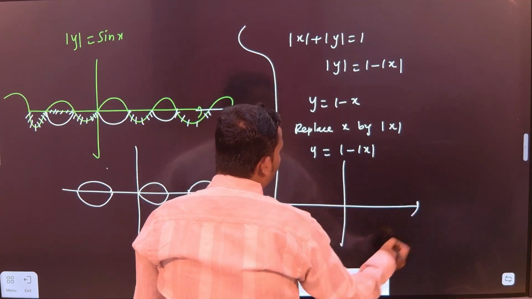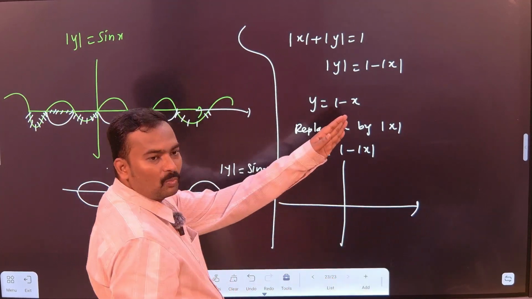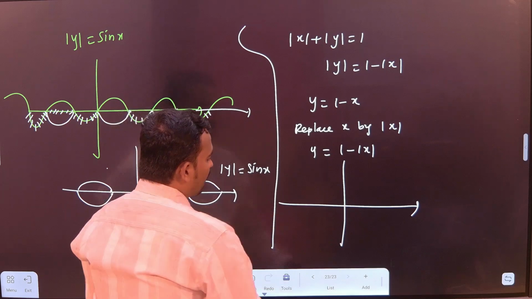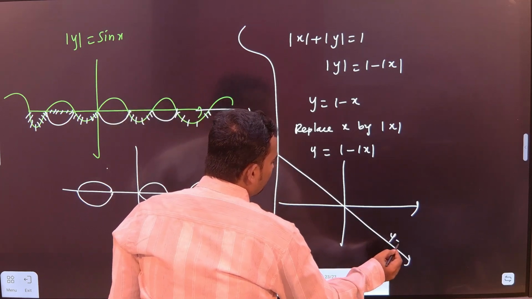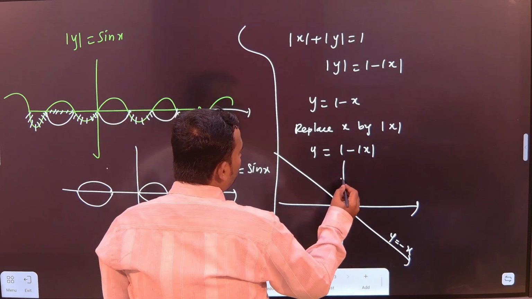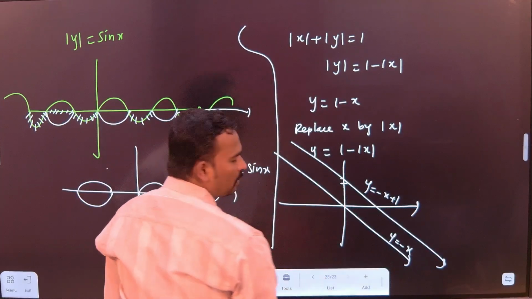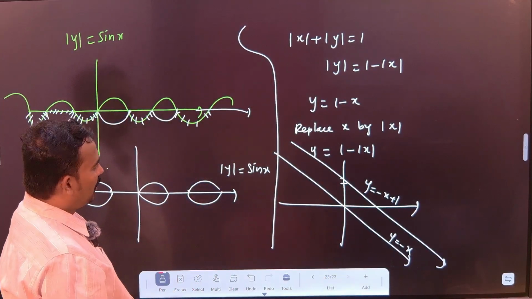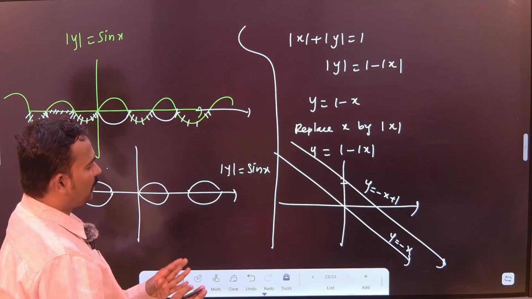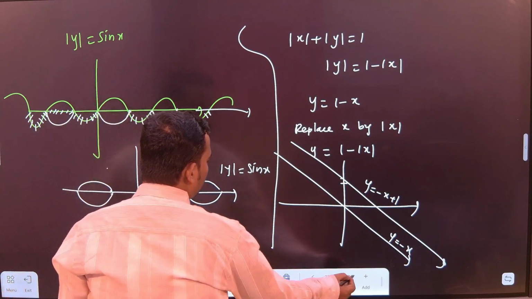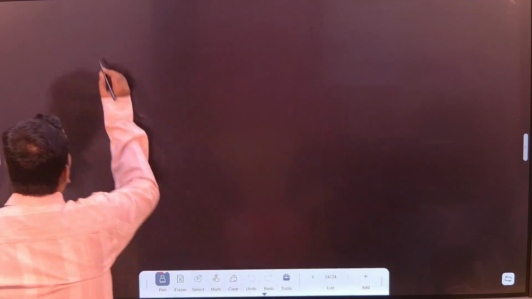First you can draw the graph of this. So y is equal to 1 minus x means, the minus x graph is there, no? y is equal to minus x graph. You shift 1 unit up. This is the graph of y is equal to minus x plus 1. Okay, fine. So the minus x plus 1 graph is drawn. We'll take another page. So y is equal to 1 minus x, or minus x plus 1. This is your graph.